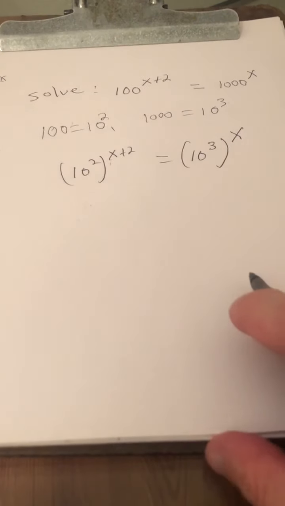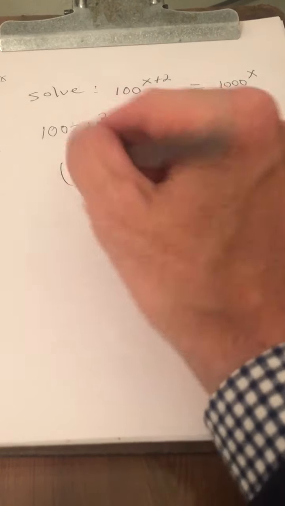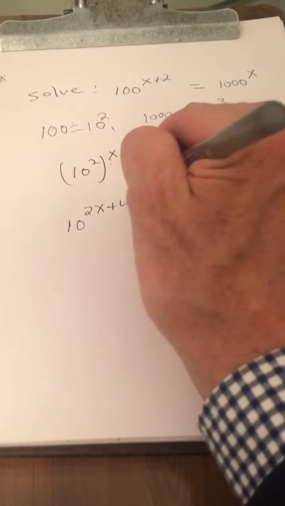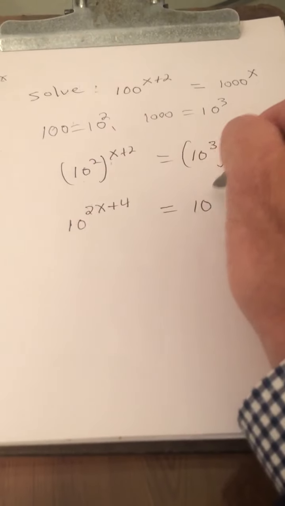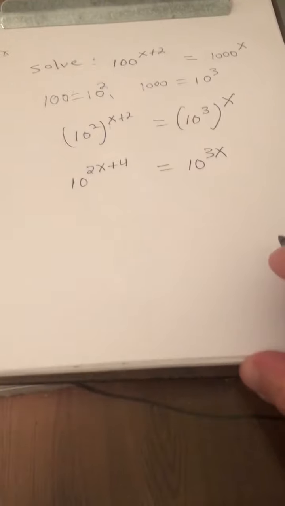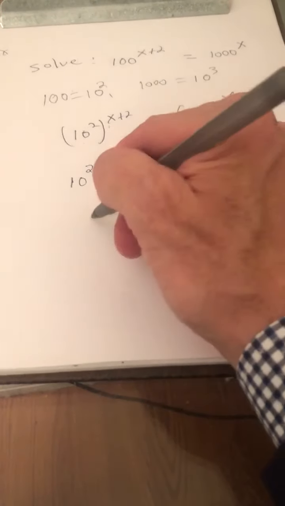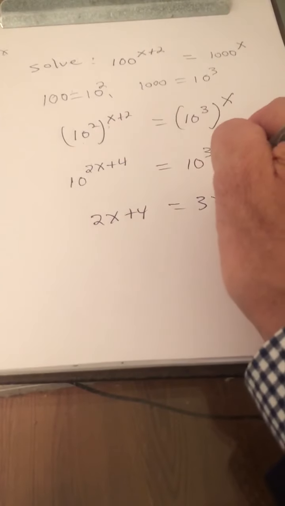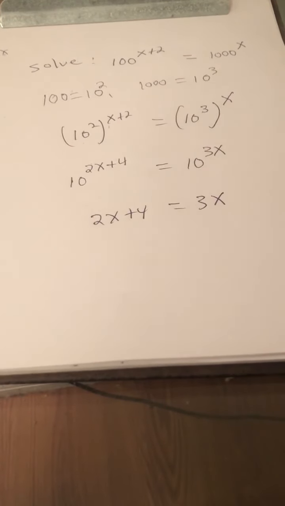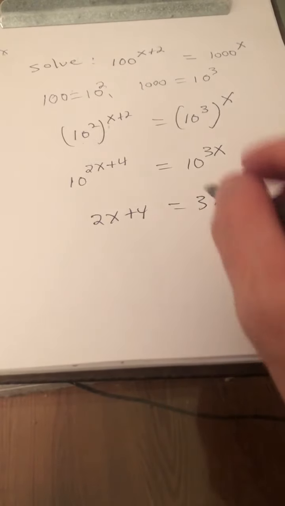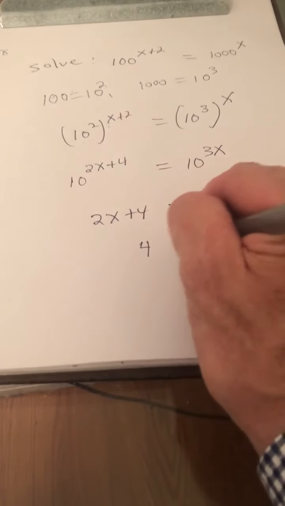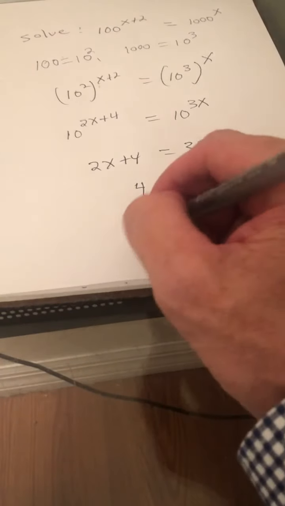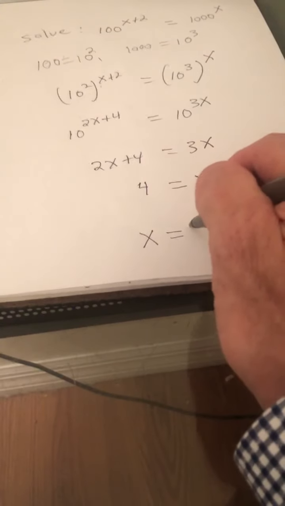Now using laws of exponents, we have 10 to the 2x plus 4 is equal to 10 to the 3x. Now using the one-to-one property, I have 2x plus 4 equals 3x. Well, if I subtract 2x from both sides, I get 4 is equal to 3x minus 2x, which is x. So that gives me 4 is equal to x, which is the same thing as saying x equals 4.